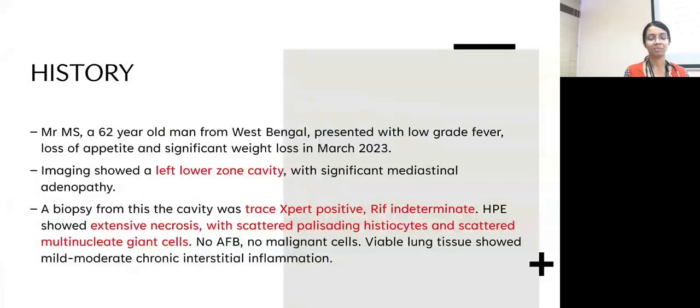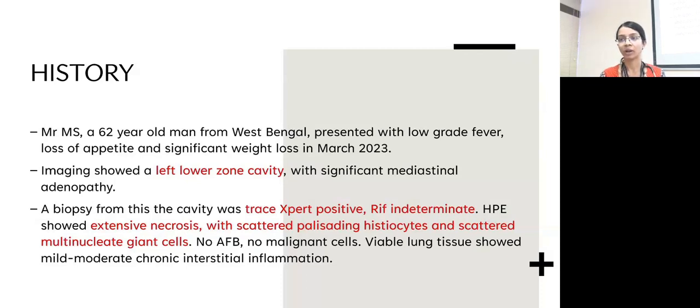My patient is Mr. MS, a 62-year-old man who presented with constitutional symptoms, a left lower zone lung cavity, and significant mediastinal adenopathy. At that point, the first differential we considered was tuberculosis, and a biopsy from this was TrueNat positive, RIF indeterminate. Biopsy showed extensive necrosis with features suggestive of a tuberculous granuloma.